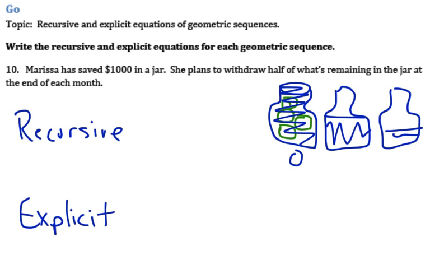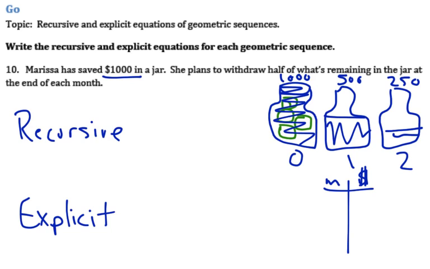She had $1,000 to begin with. So we started out with 1,000, then at the end of the month we'd go down to 500. At the end of the month, 250. Okay? So, make it into a table. A table is always easy to deal with. So we've got the month and then the money. She started out with 1,000. Then after the first month went down to 500. Second month went down to 250.